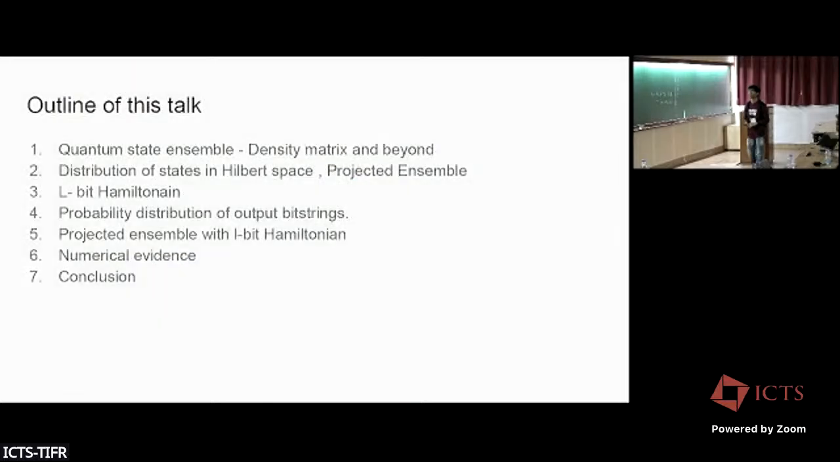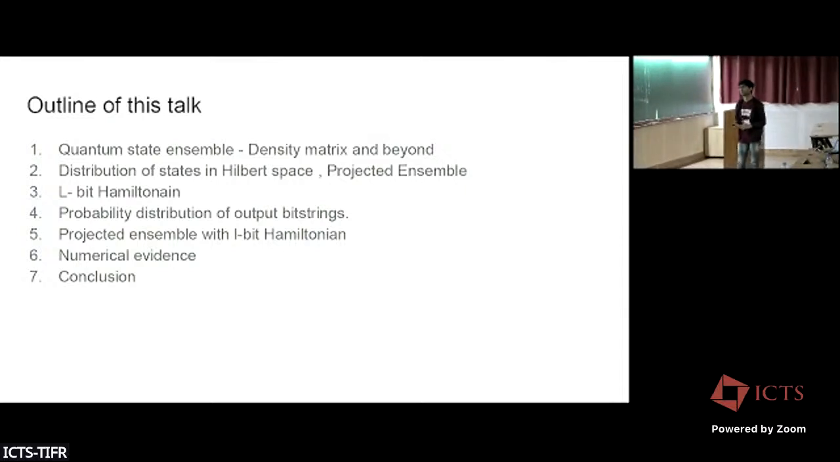Okay, so this is the outline of the talk. First we will talk about what a quantum state ensemble is and how it can be considered as an unraveling of a density matrix. Then we'll briefly discuss the distribution of states in Hilbert space and how the projected ensemble generally emerges from it. We'll talk about the LB Hamiltonian that we have studied in this particular problem. Then we'll talk about the probability distribution of output bit strings, which is an important part of this work. And finally, we'll go to the projected ensemble constructed with an LB Hamiltonian and present some numerical evidence.